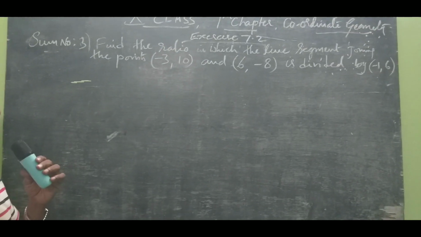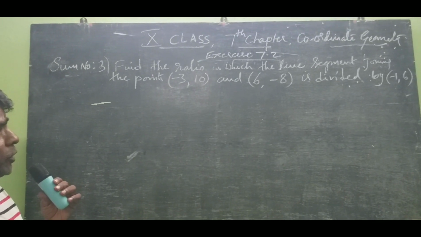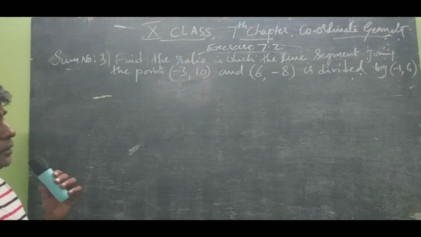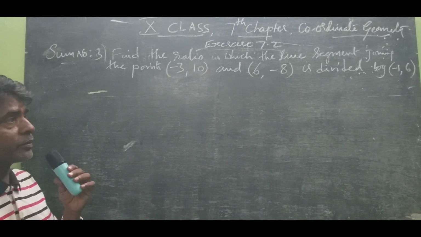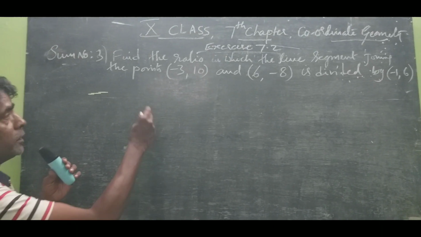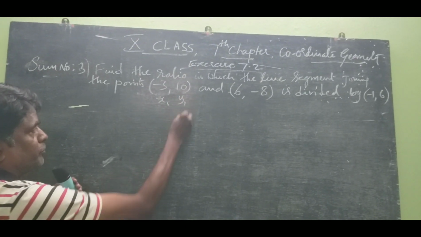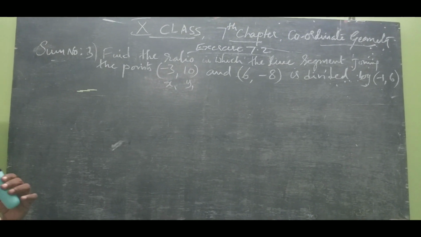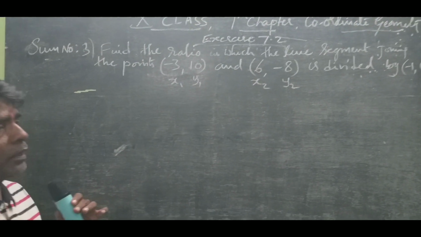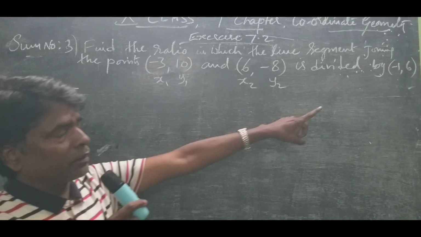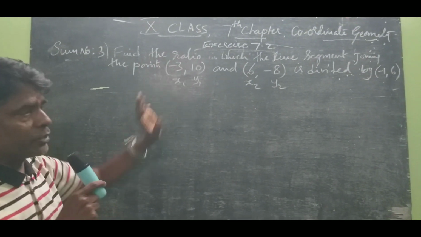The question is, find the ratio in which the line segment joining the points (-3, 10) and (6, -8) is divided by (-1, 6). In this, (-3, 10) we have to take as x1, y1 and (6, -8) as x2, y2. The dividing point is already given as (-1, 6). We have to find the ratio.